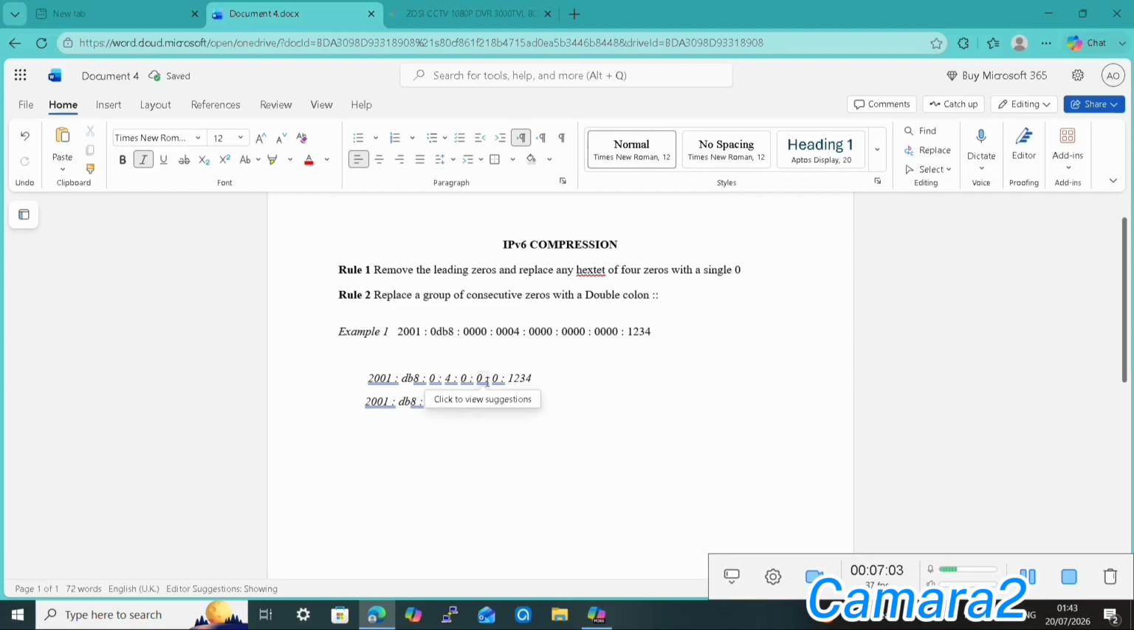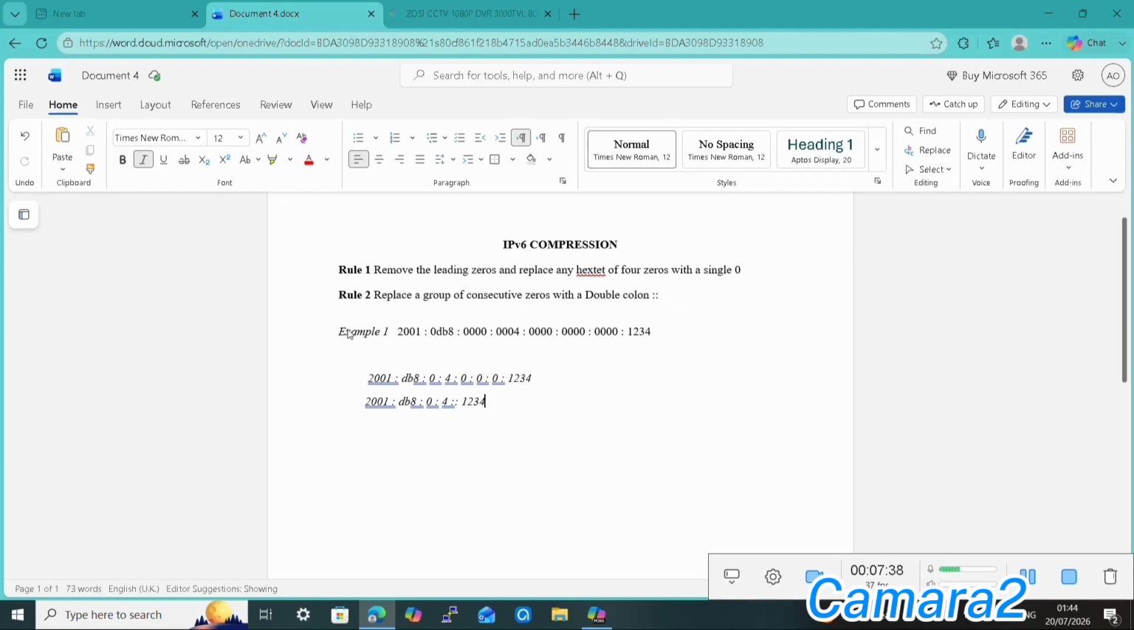Now these 3 zeros, since they are consecutive, since they are following each other, we are not going to write any of them. Instead, we will write a double colon, which is like this. So you realize here now we have double colons following each other. And then we come and write the last one here, which is 1, 2, 3, 4.